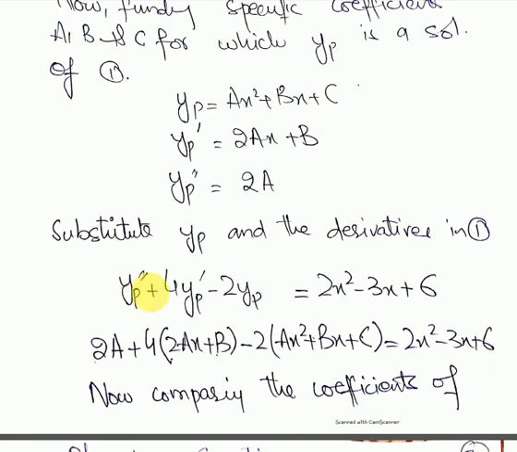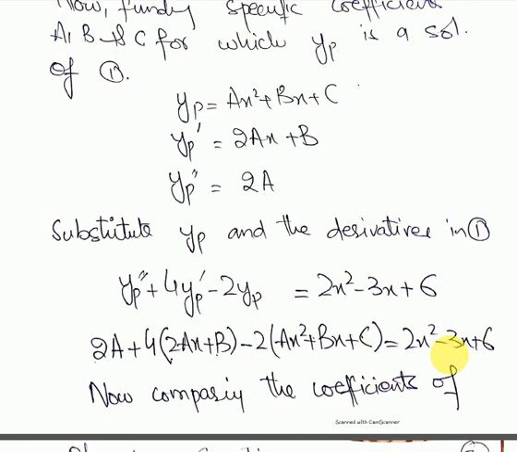Now what is yp double dash? It is 2a. Put here 2a plus 4 into yp dash. Yp dash is 2ax plus b, plus 2ax plus b minus 2 into yp, which is ax square plus bx plus c. This is equal to this expression, this function g of x.